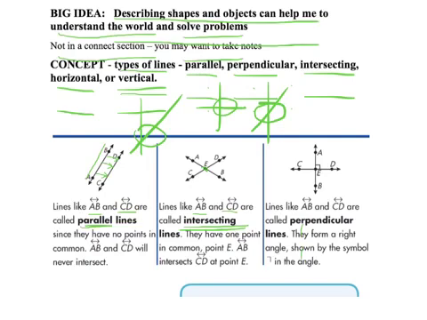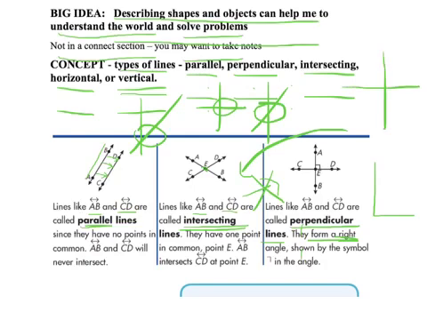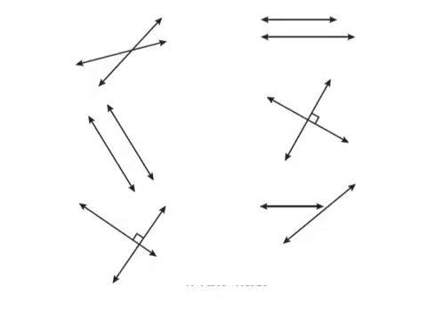The last type of line is what we call a perpendicular line. The key there is that they form a right angle or a corner where they join. So perpendicular lines are also intersecting lines, but intersecting lines are not necessarily perpendicular lines. They have to cross in a straight way so that they make a complete corner or a right angle.